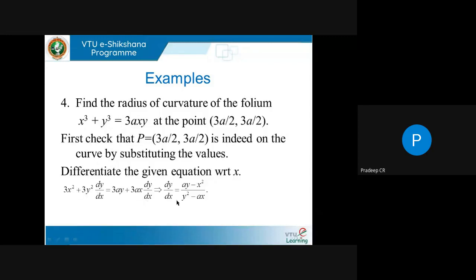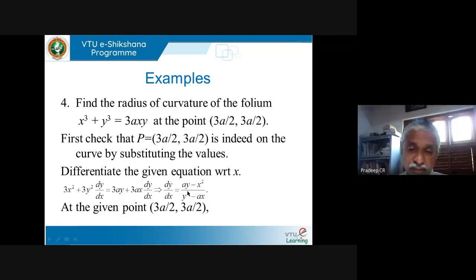So solve for dy/dx in this. dy/dx is (ay − x²)/(y² − ax). And I want the radius of curvature at this point, so I'll try to find dy/dx at this point. At this point means you put x = 3a/2, y = 3a/2 in this. You substitute y = 3a/2 and x = 3a/2, and you will get −1. You can check these things.